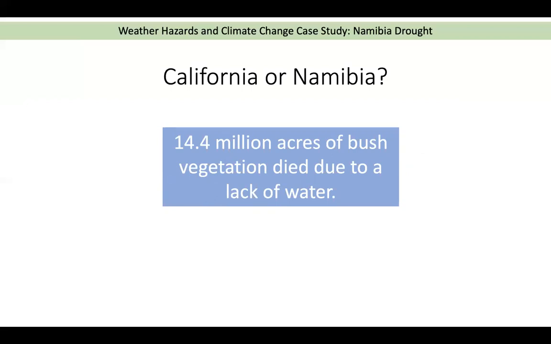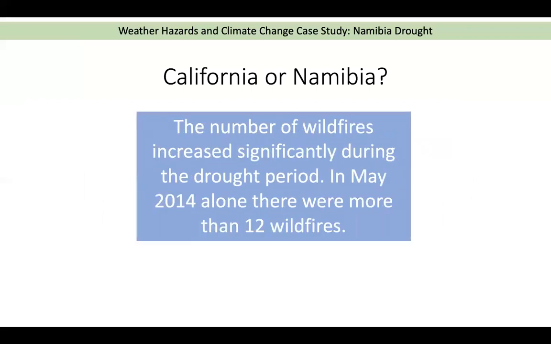Have an answer in your head. 3, 2, 1. That one is Namibia. The number of wildfires increased significantly during the drought period. More than 12 wildfires in May 2014 alone.